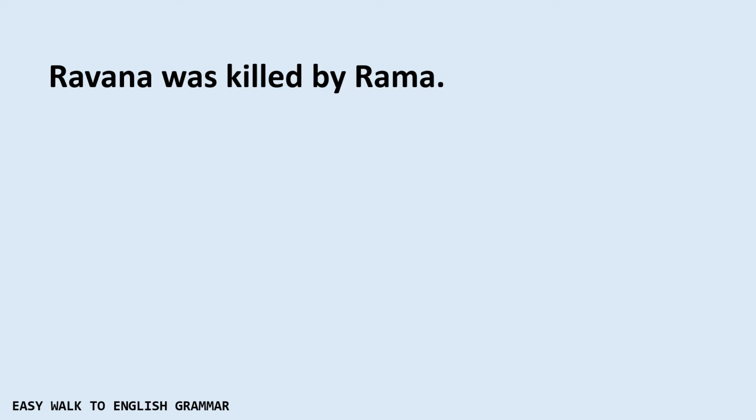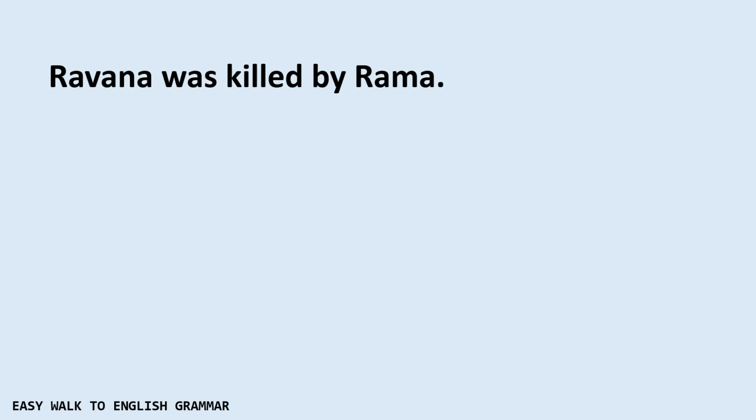Now let's look into the passive form of the previous sentence. The previous sentence was in simple past tense, and now we are going to learn how we can convert the active voice in simple past tense into passive voice in simple past tense. When we convert the previous sentence into passive voice, the sentence becomes: Ravana was killed by Rama.